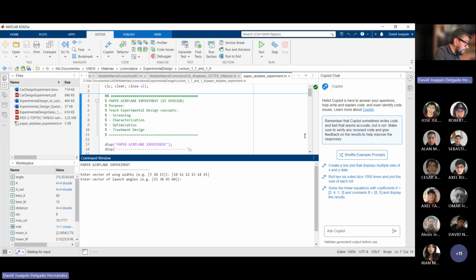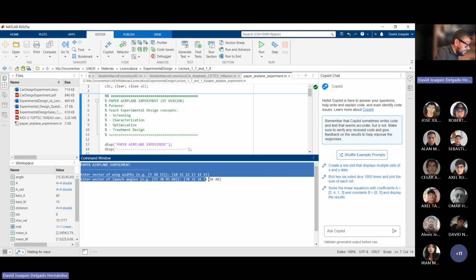And in the case of the launch angles, again, I am going to have 30, 32, 34, 36, 38, and 40. Okay. As you can see, you have more different values, but they are very close together.